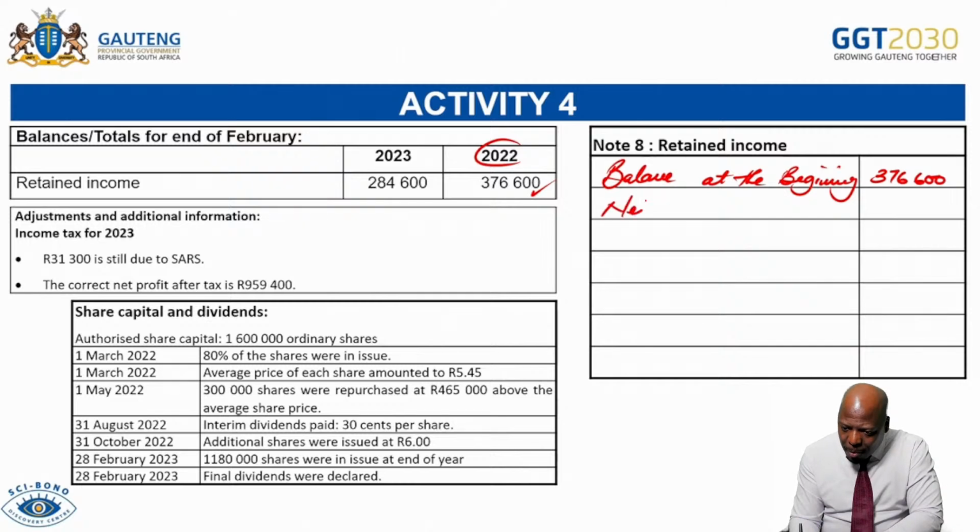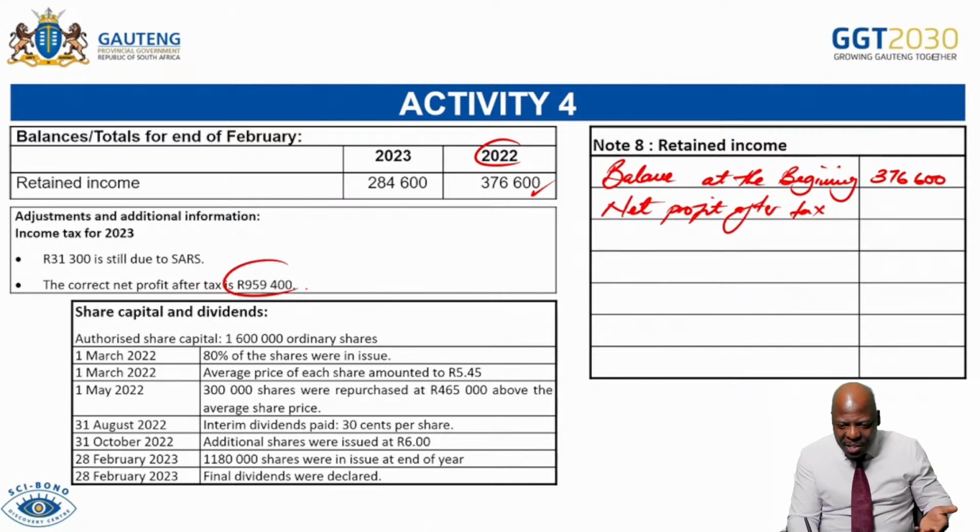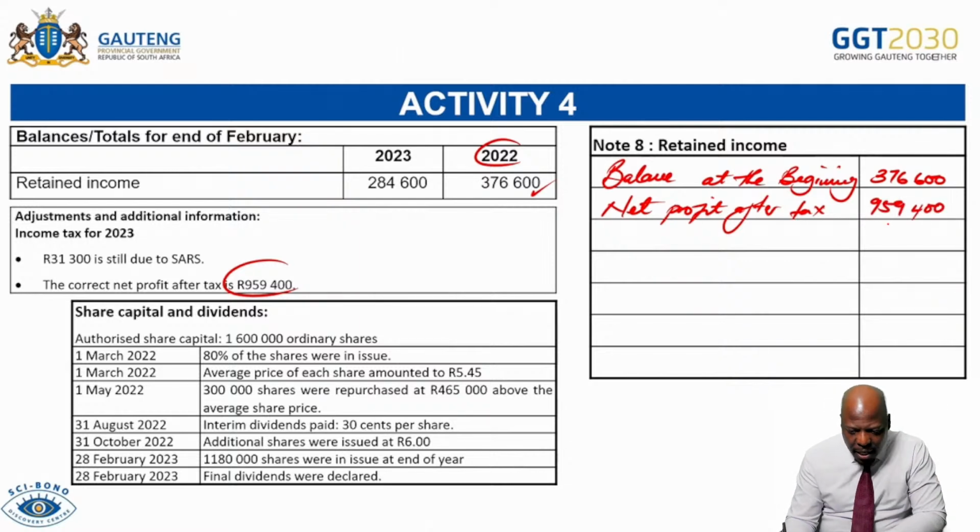Then the next part is my net profit. We call it net profit after tax. Where is it? My correct net profit after tax. No need to calculate this time. We're sailing easy. This was given: 959,400 net profit after tax. And then the next part is the repurchase of shares, before I do anything.